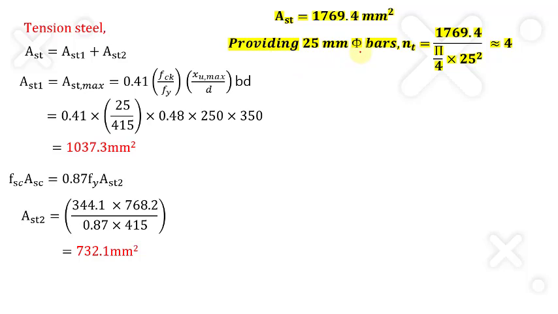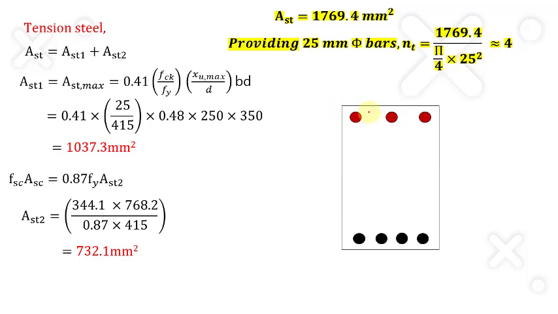If we provide a 25 mm dia bar, we can compute the number of 25 mm dia bars required, which will be equal to the area of tension steel required divided by the cross section area of a 25 mm dia bar, and it comes out to be 4. So we have to draw the sketch. In this sketch I will give the width of the beam, depth of the beam, and will specify that we are using 3 bars of 20 mm dia, and for the tension steel we are using 4 bars of 25 mm dia. So we have solved this problem for the flexural reinforcement. Here the flexural reinforcement was compression steel as well as tension steel.